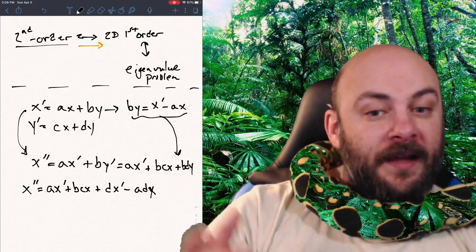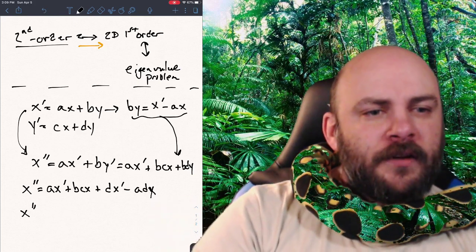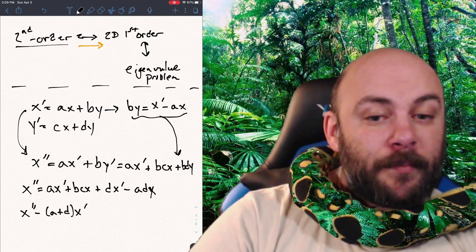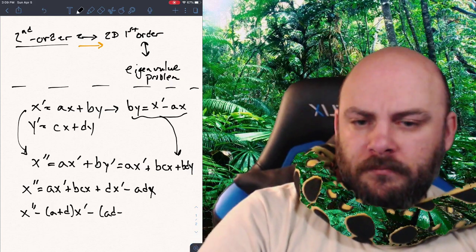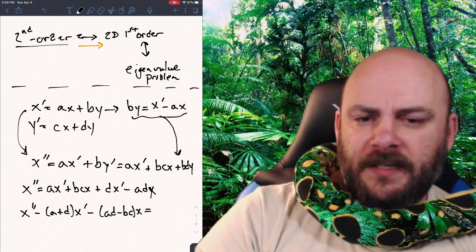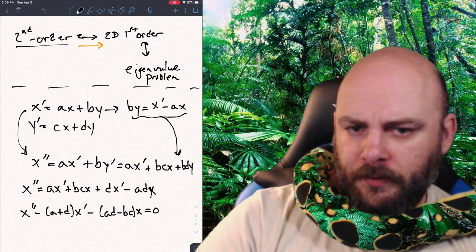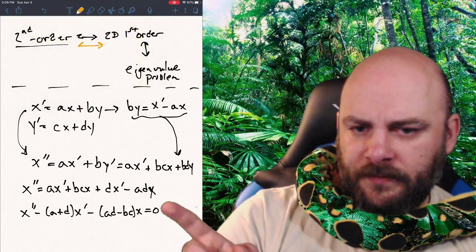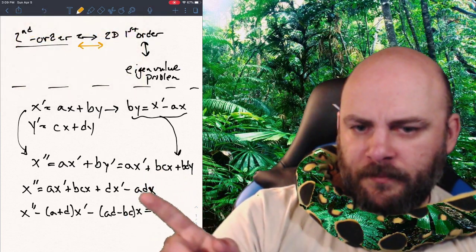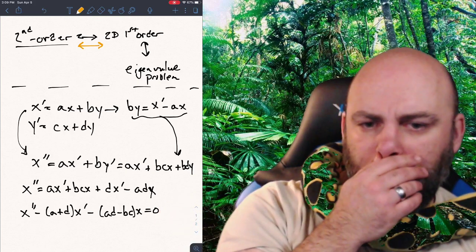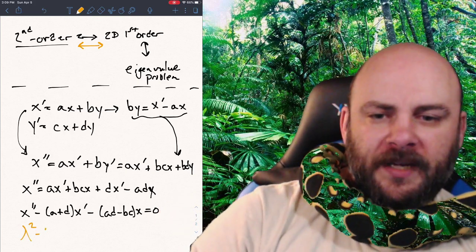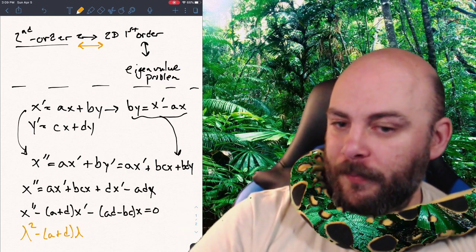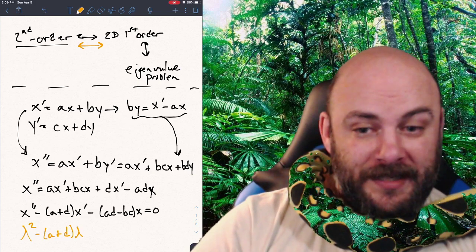There we go. Okay. Now, to squish this up and put it in a form that we're used to looking at for second order differential equations, x double prime minus a plus d x prime minus a d minus b c x. I think I did something wrong here. Yeah, if I move the a d over, it should become positive, not negative. That minus sign should be a plus sign right there. I think I fixed it. But if we have a second order differential equation, the way that we like to solve it is we write down the characteristic polynomial by assuming that x equals e to the lambda t.